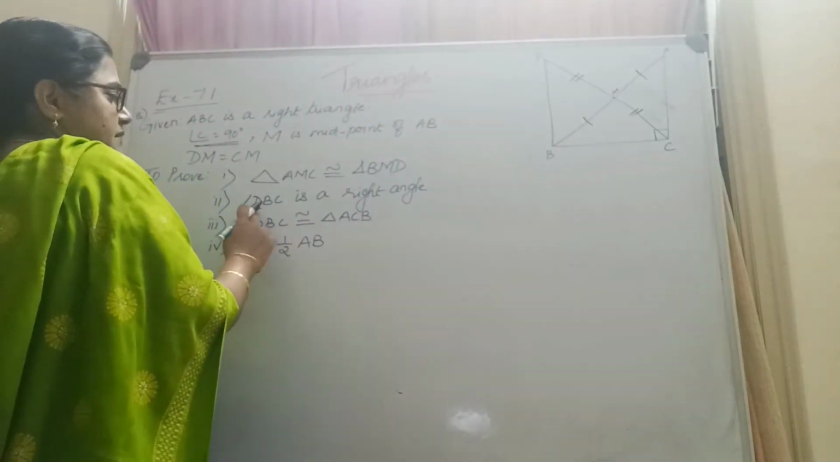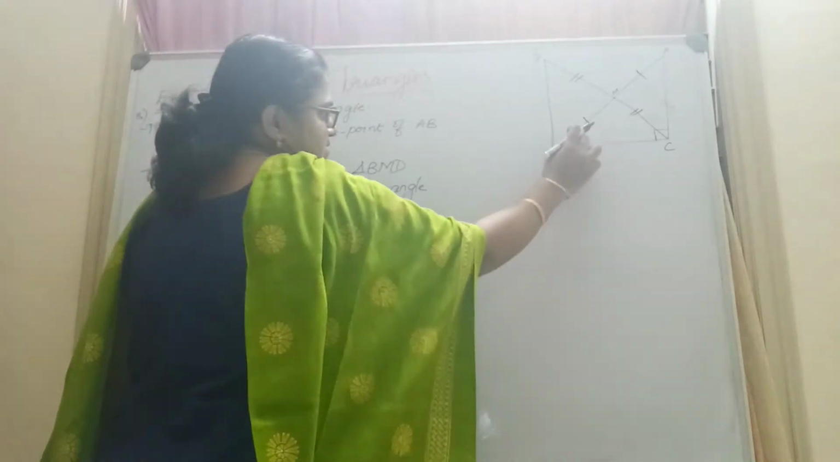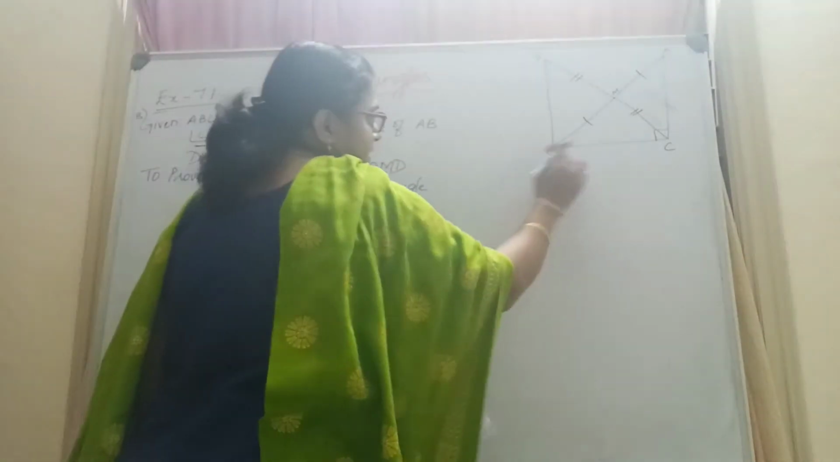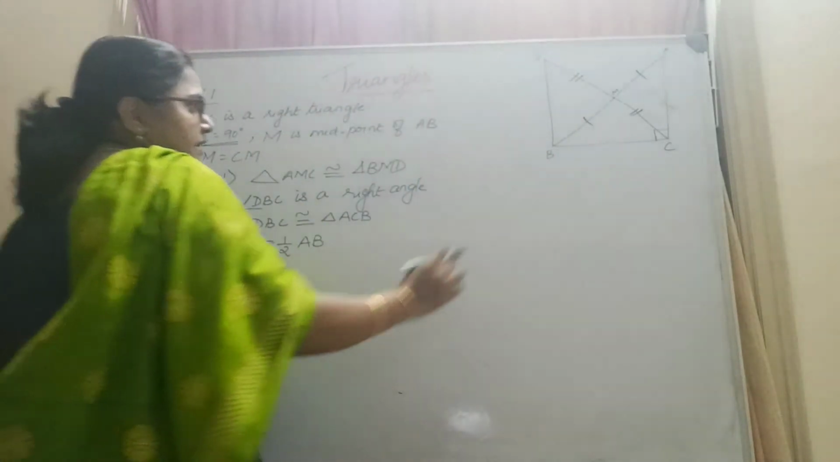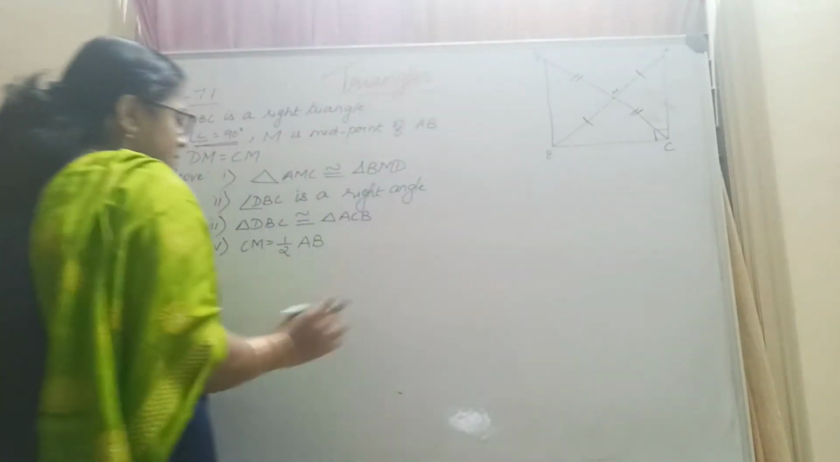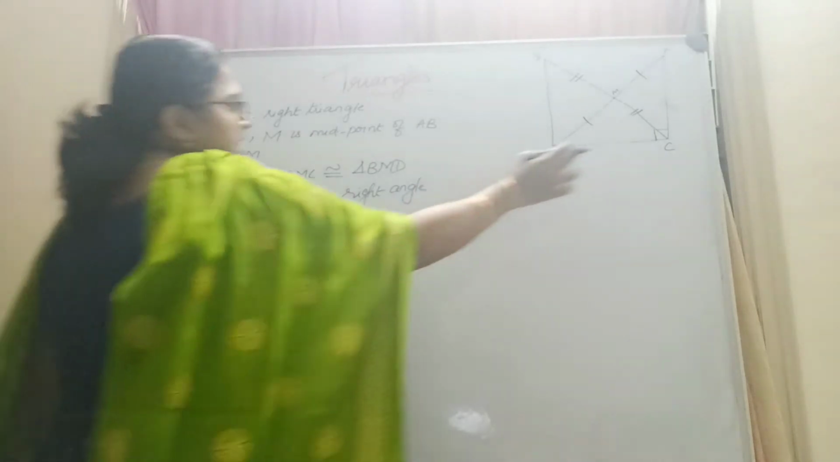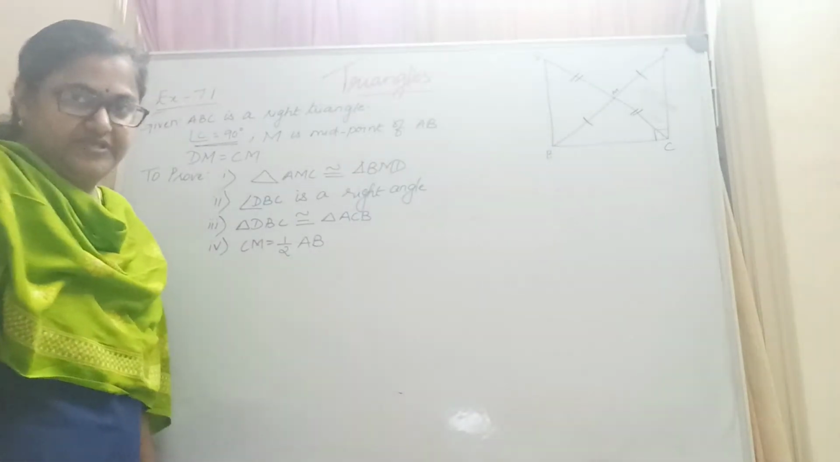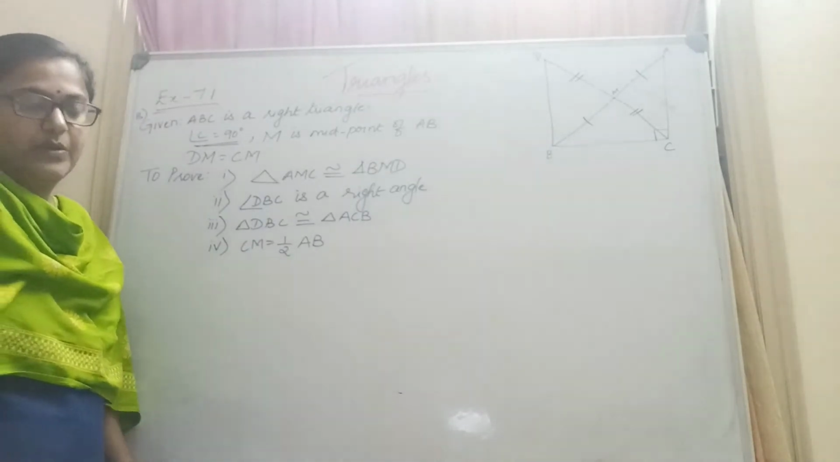Fine. And then angle DBC, this one, is 90 degrees. And then we have to prove that triangle DBC is congruent to triangle ACB. Also CM is half of AB. All these four things we have to prove in this question. Okay. We'll do one by one.